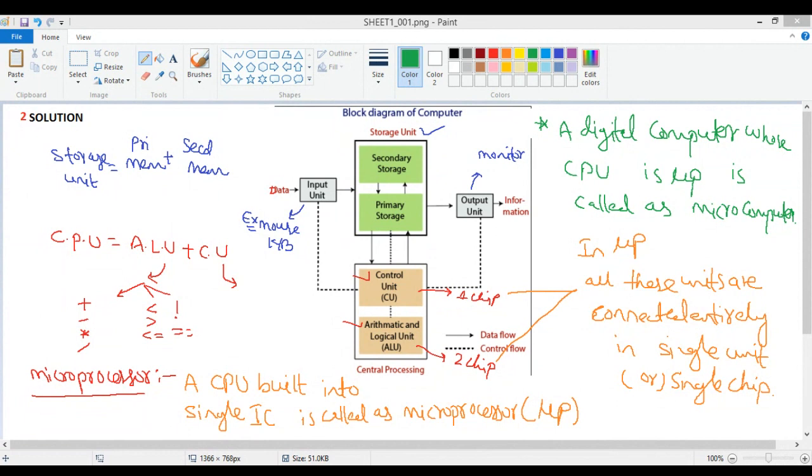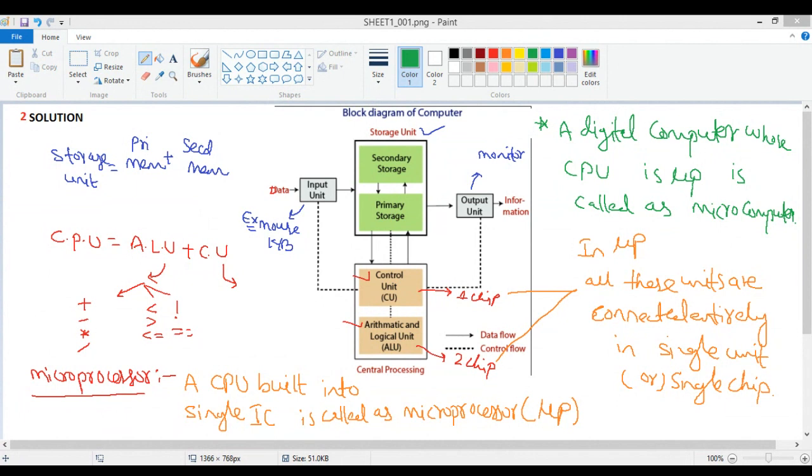Is processor and microprocessor both the same? Good, great. All of you are giving the right answers. Keep it up. The correct answer is no, because in a processor, the CPU and IC are in separate units, whereas in a microprocessor, it is in a single chip. Great. So all of you have given the correct answer.